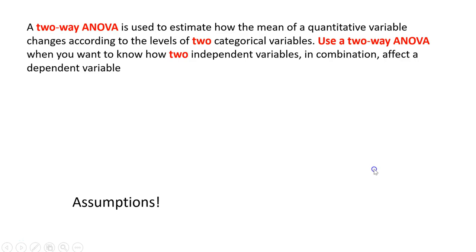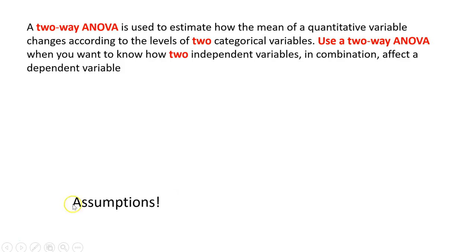In this video, I want to talk you through the two-way ANOVA. The two-way ANOVA is used to estimate how the mean of a quantitative variable changes according to the levels of two categorical variables. So you're looking at a quantitative response and you're looking to see how it's affected and how it changes based on two categorical variables. So you use a two-way ANOVA when you want to know how two independent variables in combination perhaps affect a dependent variable.